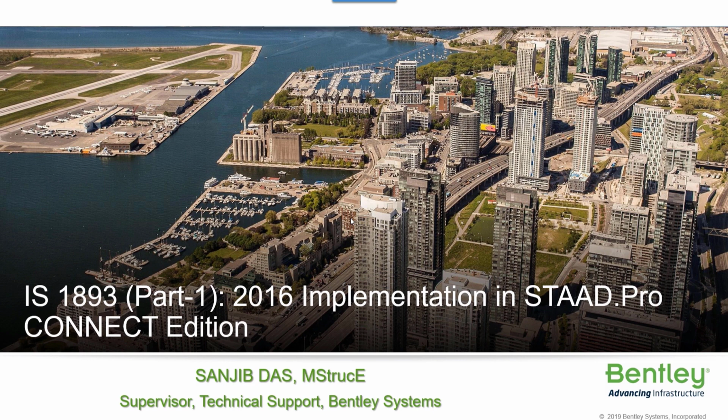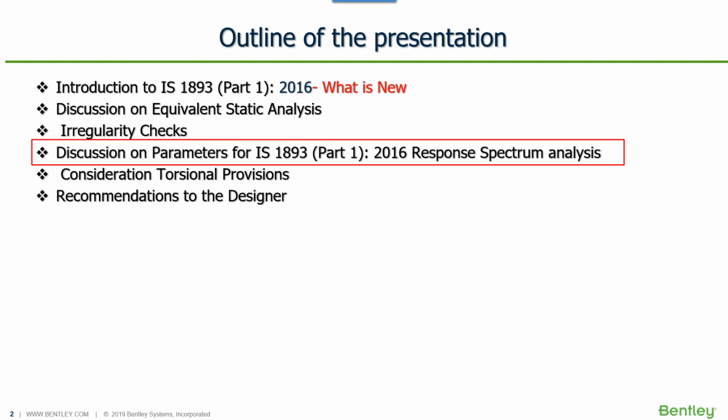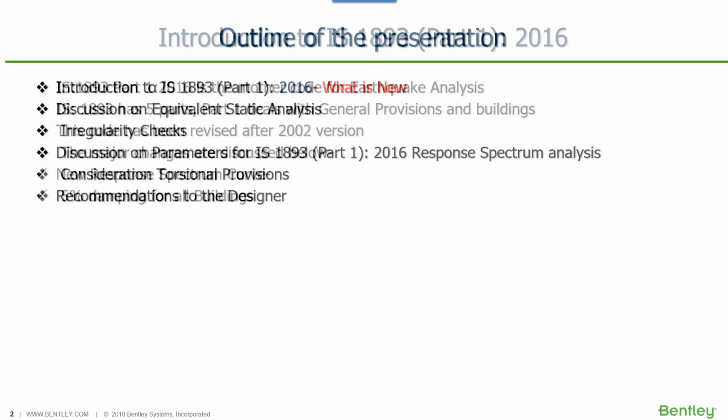In this particular video, I'll show you how to use IS 1893-2016 in STAAD.Pro, and it talks about the implementation of this particular code in STAAD.Pro Connect Edition. So today's outline of this presentation is classified into introduction of IS 1893 Part 1 2016, what is new, discussion on equivalent static analysis, irregularity checks, discussion on parameters to be used for response spectrum analysis and the provision of torsion, and I will show you the recommendation for the users.